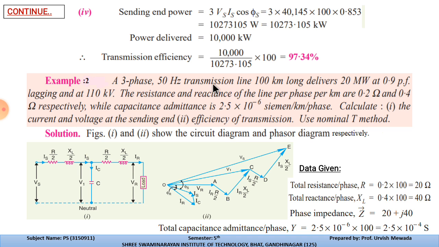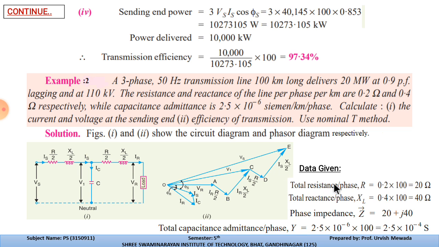And the capacitance admittance is given as 2.5 into 10 raised to minus 6 Siemens per kilometer per phase. Calculate first the current and the voltage at the sending end, meaning IS and VS, and the efficiency of the transmission line, meaning output upon input. Here it is again indicated that you use the nominal T method. So again we have drawn these two circuits that we already discussed. This is the circuit diagram and this is the phasor diagram of this particular circuit.